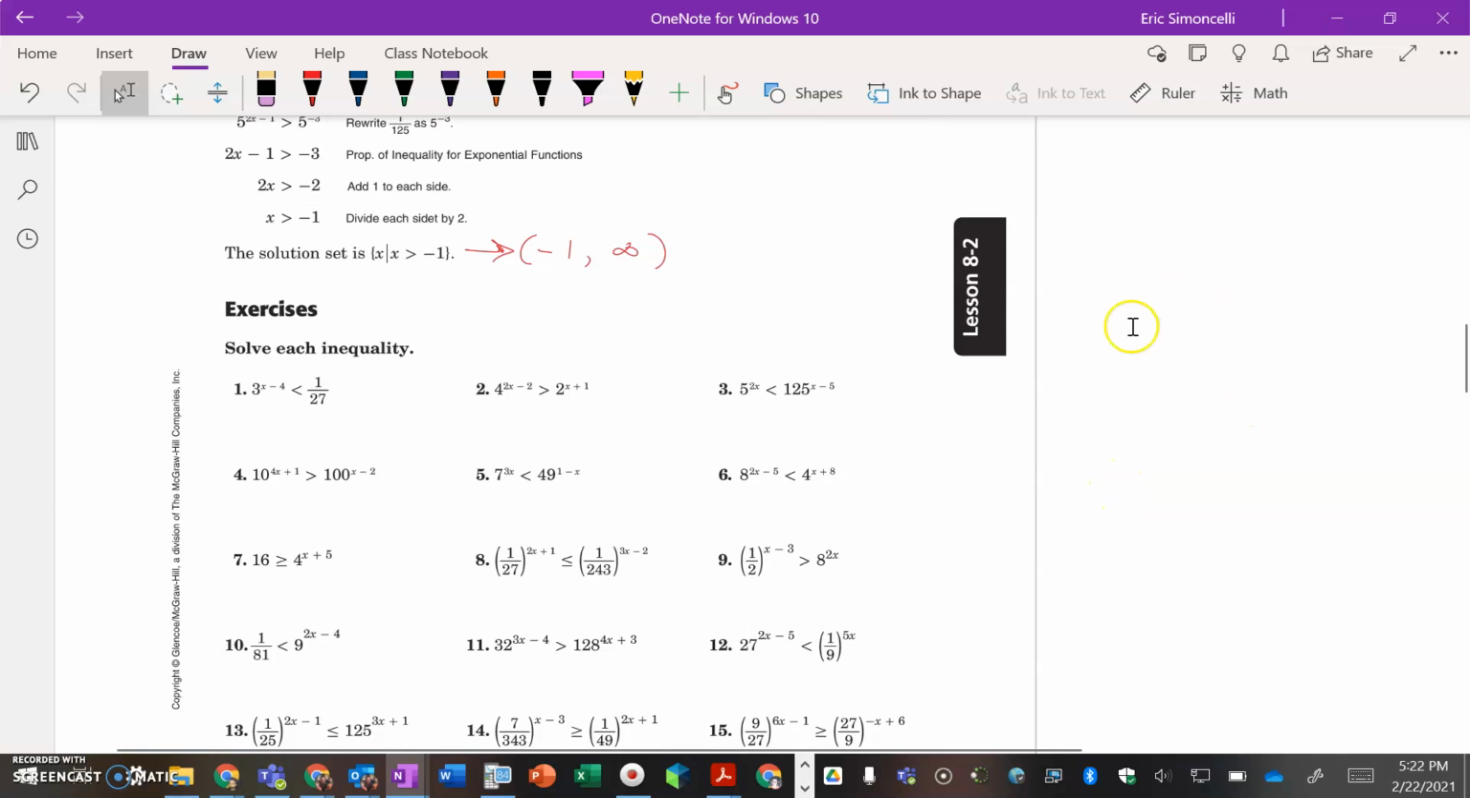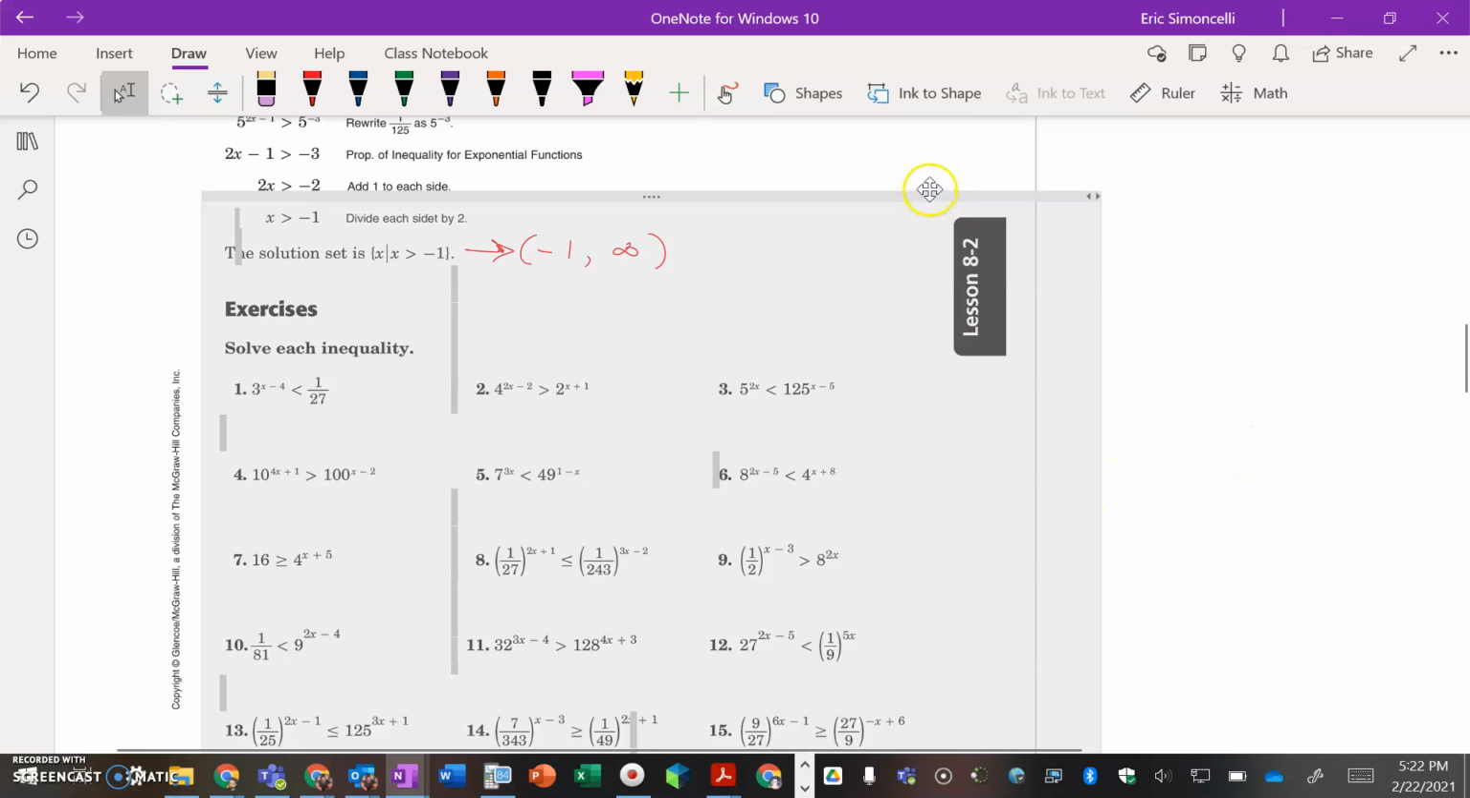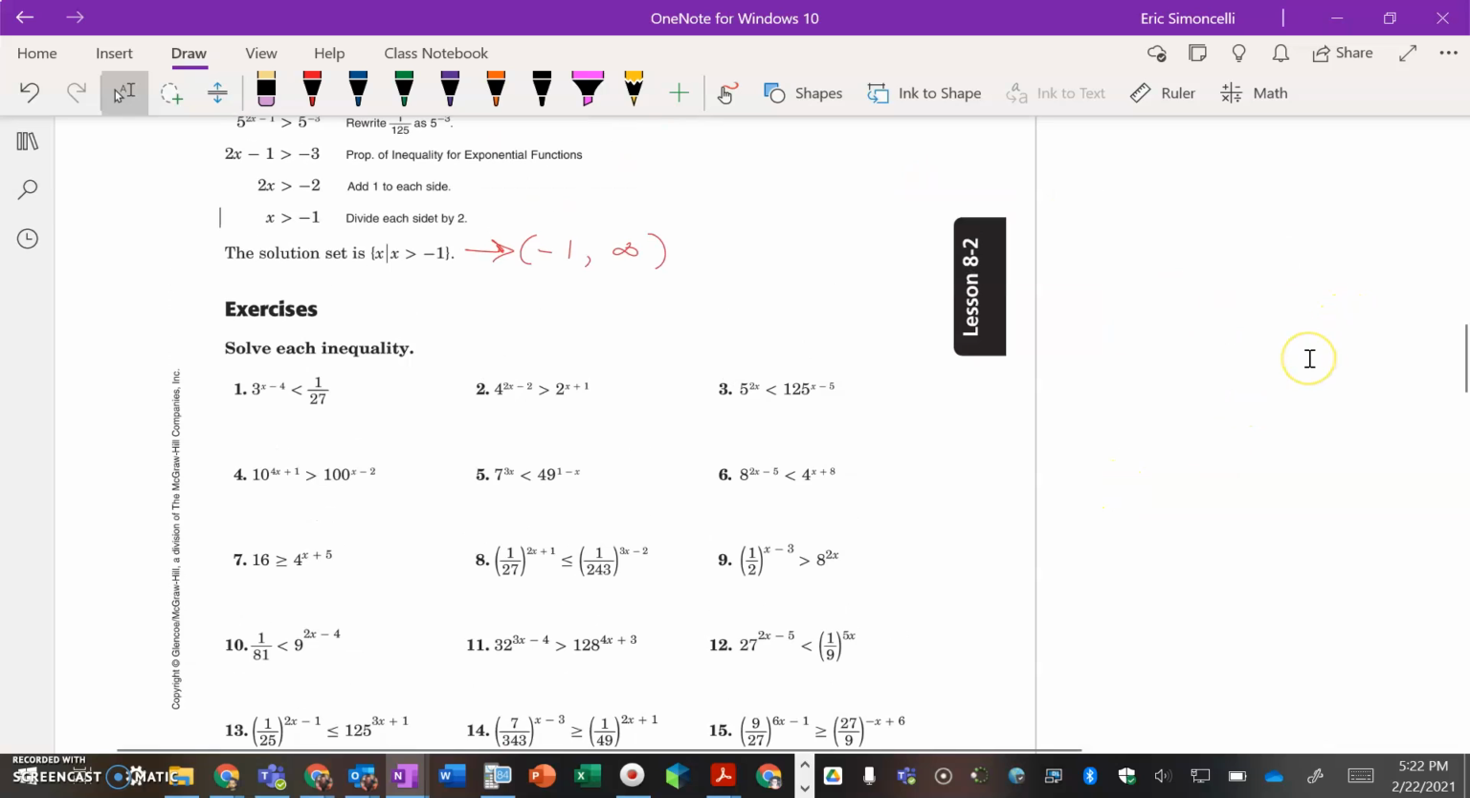Number 1, following exercises just below here. We take a look. As you can see, we can maybe rewrite the right side of the equation, because the left side can't be manipulated, but the right side can. Turns out 3 to the third power is 27. So 3 to the negative third power, not surprisingly, is 1 over 27.